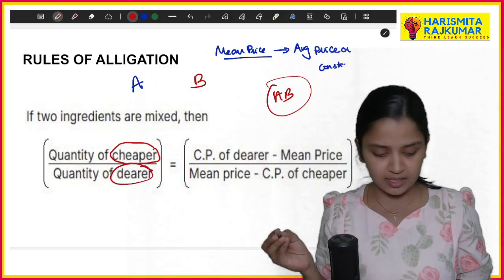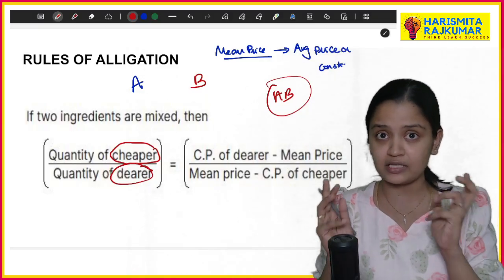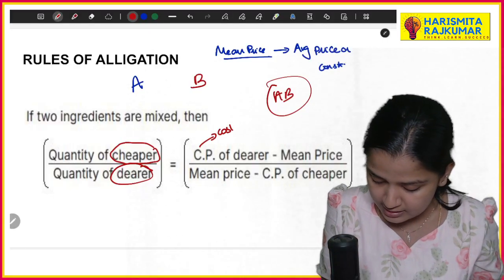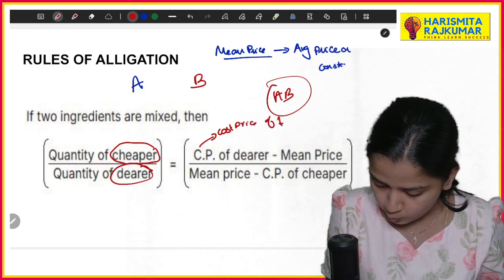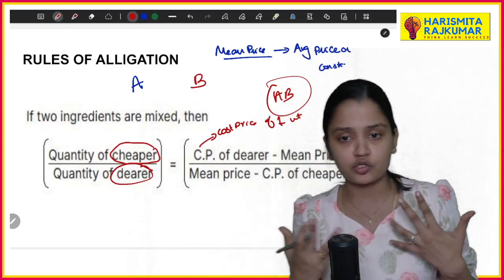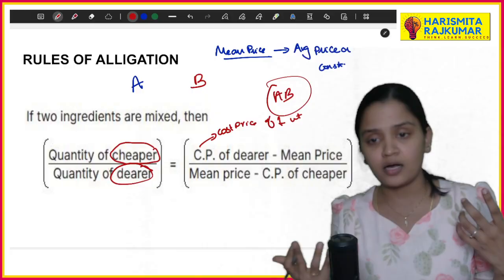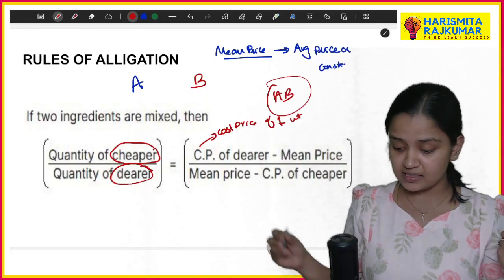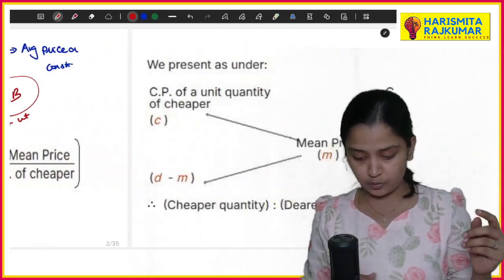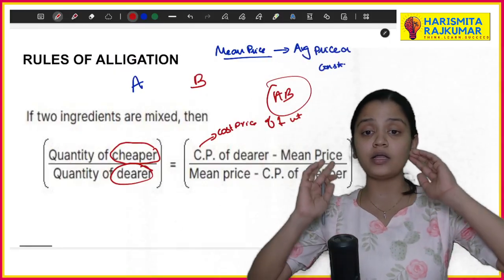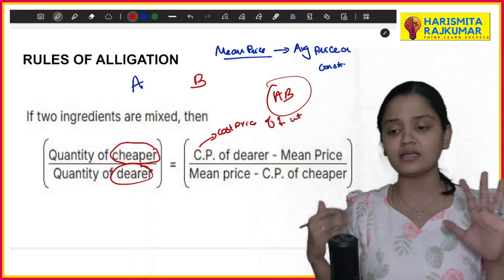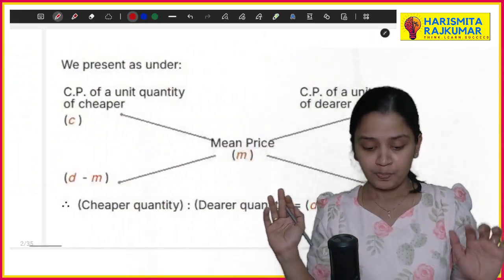Now, quantity of cheaper over quantity of dearer. CP of dearer is the cost price of 1 unit of the costly item. This is the cost price of 1 unit of the costly item minus the mean price, divided by the mean price minus the cost price of the cheaper item. So this is the formula, one of the main formulas. There are only 3 important formulas, and this is one among them.